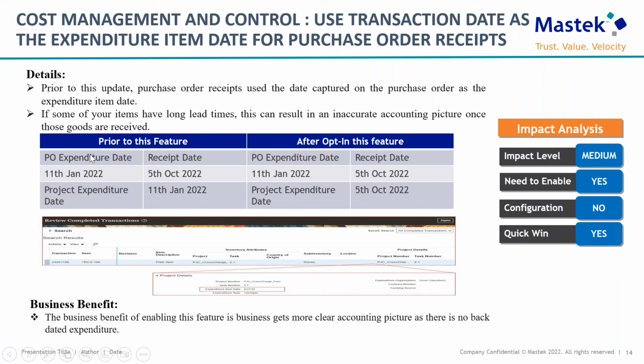For example, prior to this feature, if the PO expenditure date is 11th of January and the receipt date is 5th of October 2022, then the project expenditure date will be the 11th January 2022. But after opting in to this feature, if the PO expenditure date is 11th of January 2022 and the receipt date is 5th of October 2022, then the project expenditure date will be 5th of October 2022.